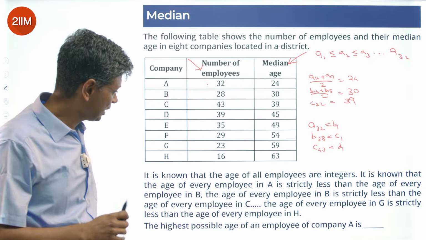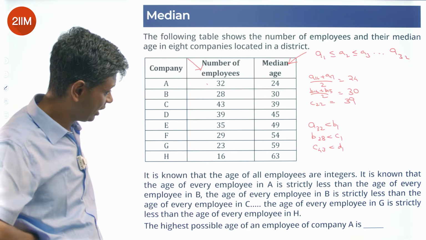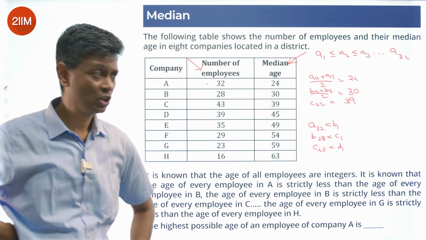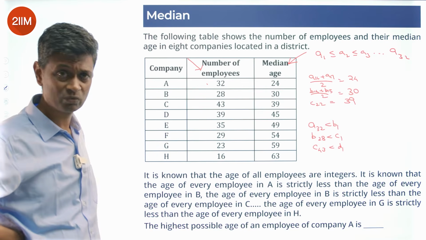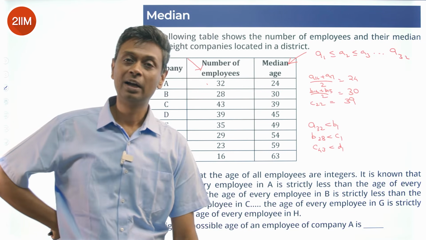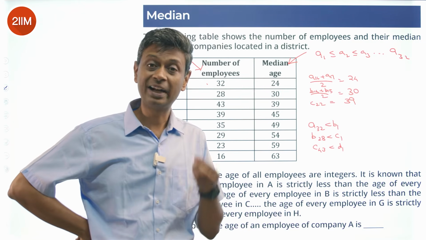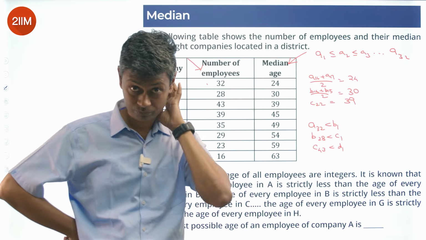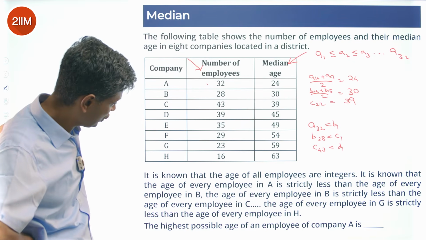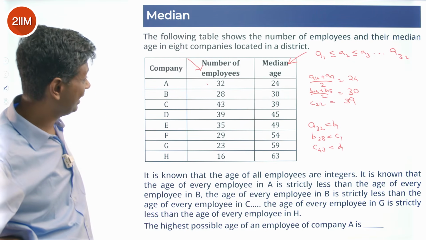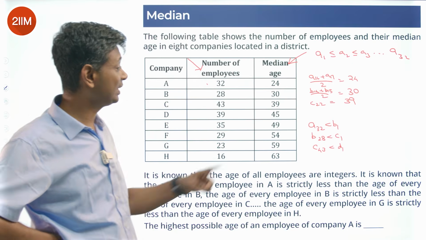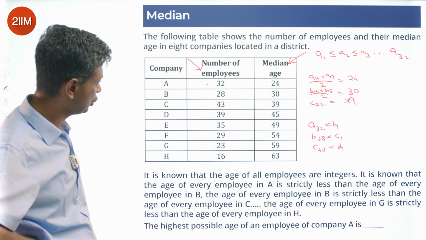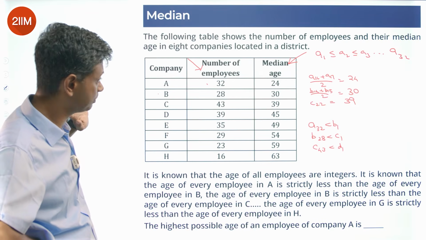Right? The highest possible age of an employee of company A. Median is 24. 16 of them are greater than or equal to 24. 16 of them are less than or equal to 24. Remember, all of them could be 24. Right? The highest possible age of an employee of company A. We know A32 is less than B1. B1 is the youngest employee in B.